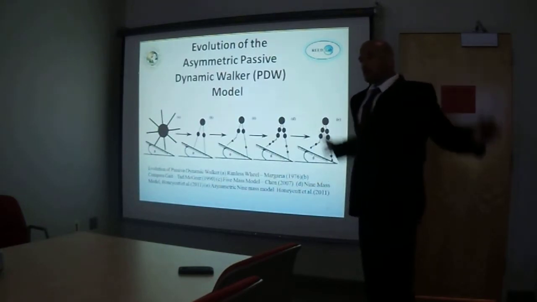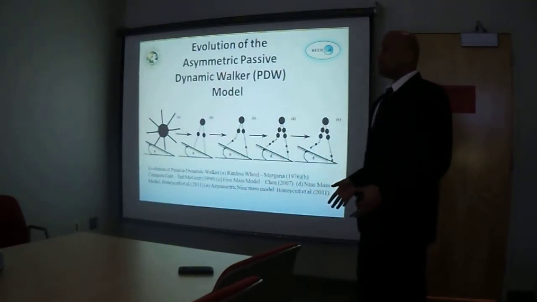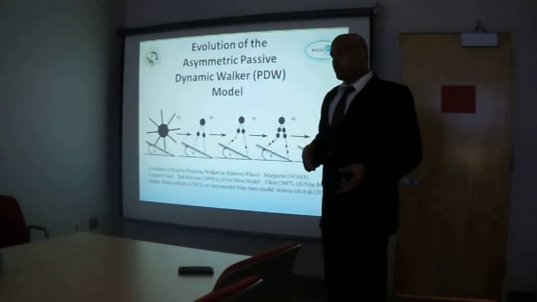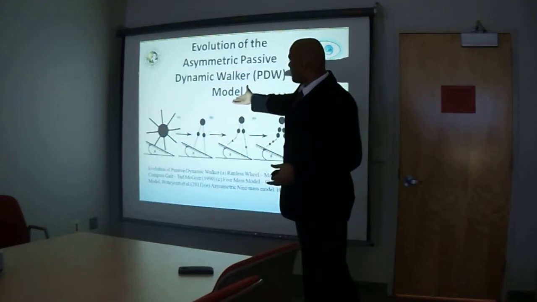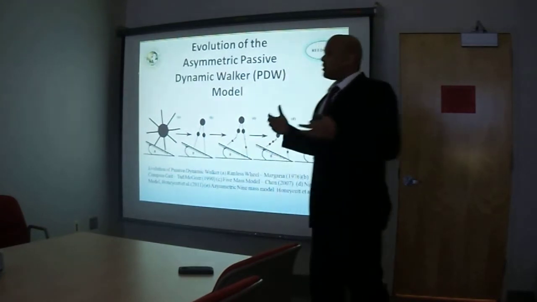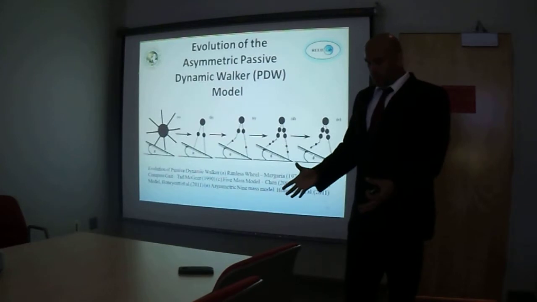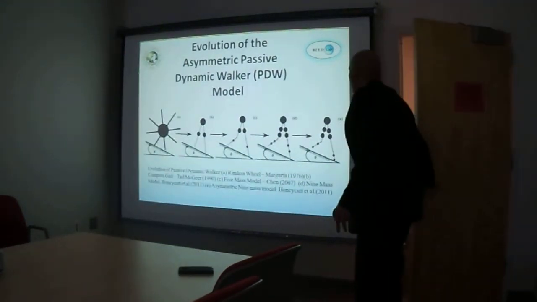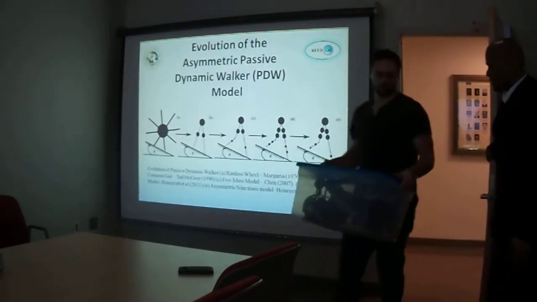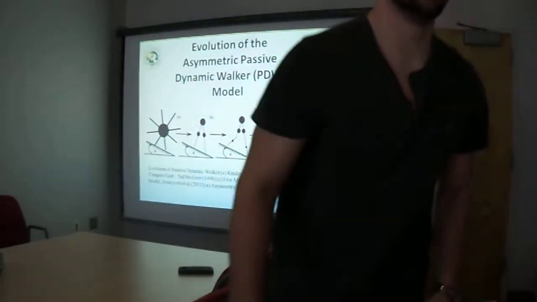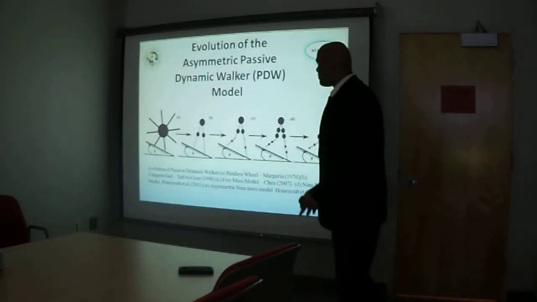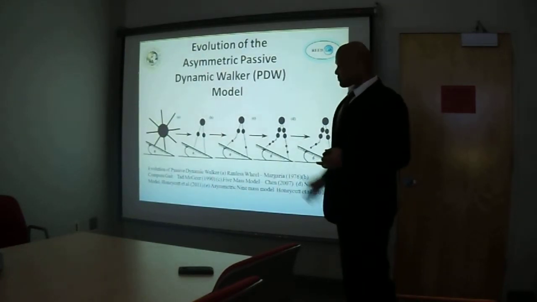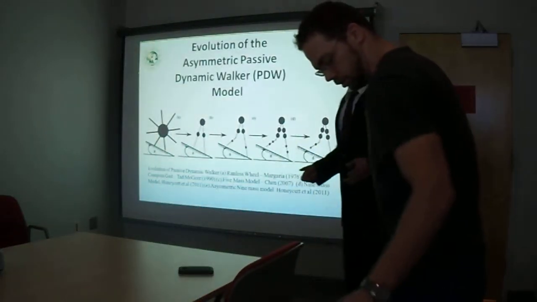So the whole concept of the asymmetric prosthesis evolved from passive dynamic walkers. And before talking about passive dynamic walkers, imagine a rimless wheel. A rimless wheel is essentially a spoked wheel, and then you take the rim off, and you let it roll down a slope, and the rimless wheel will do it, because it achieves dynamic equilibrium.